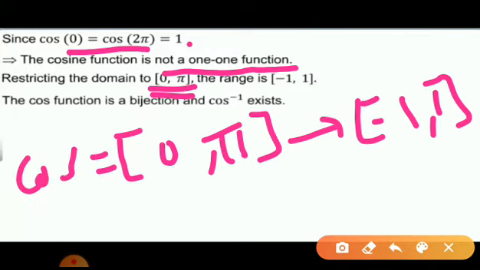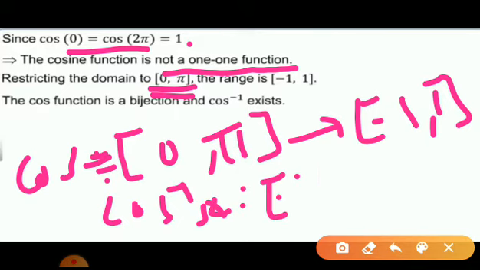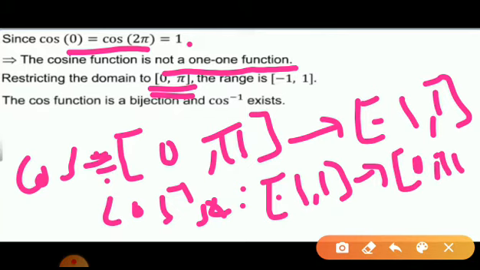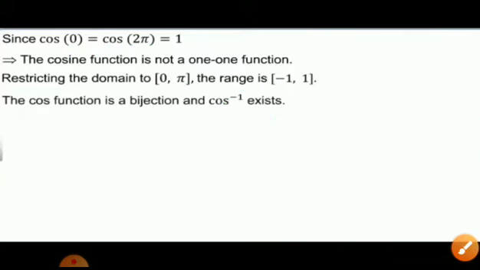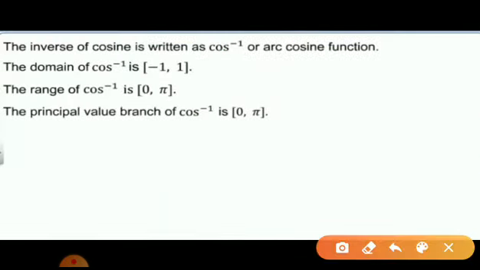This is my cos. If I take this as the function, only then will this function be my bijective function, and then my cos inverse exists. And cos inverse of x will be from where to where? It will be from closed interval -1 to 1 to closed interval 0 to pi. Just interchange it. Okay, is that clear? So the range of cos inverse x will be 0 to pi.